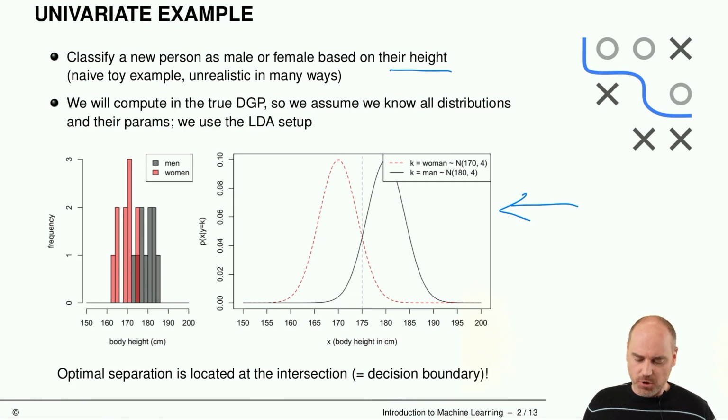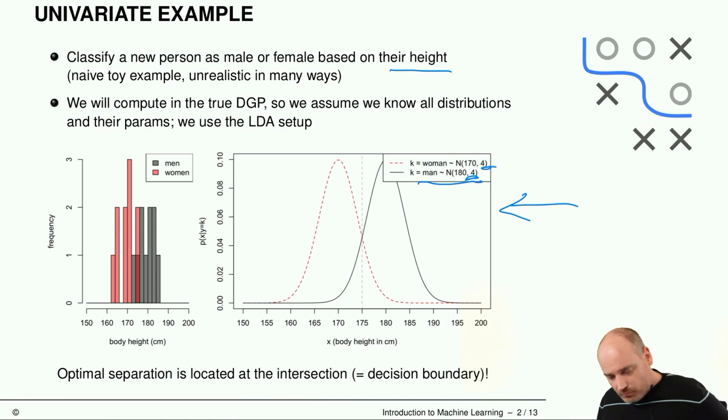So maybe we know exactly that for males we have a Gaussian distribution centered around 180 centimeters with a standard deviation of 4, and for women there would be an average of 70 centimeters with the same standard deviation of 4. So actually, sorry, I guess that's not the standard deviation, but the variance here. So the standard deviation is, I guess, 2 for both of these distributions. So I think these distributions here are not super realistic.